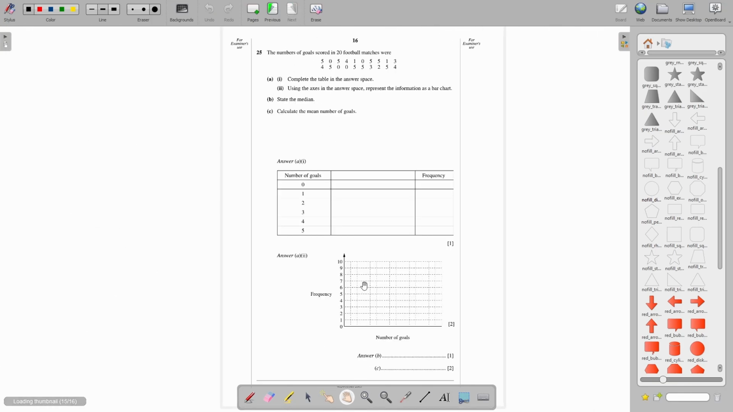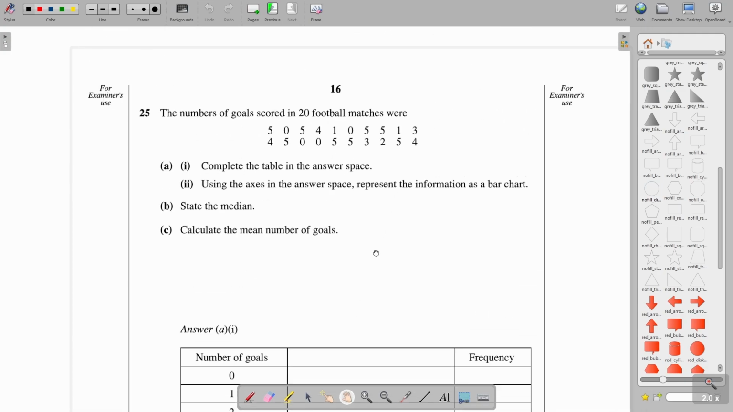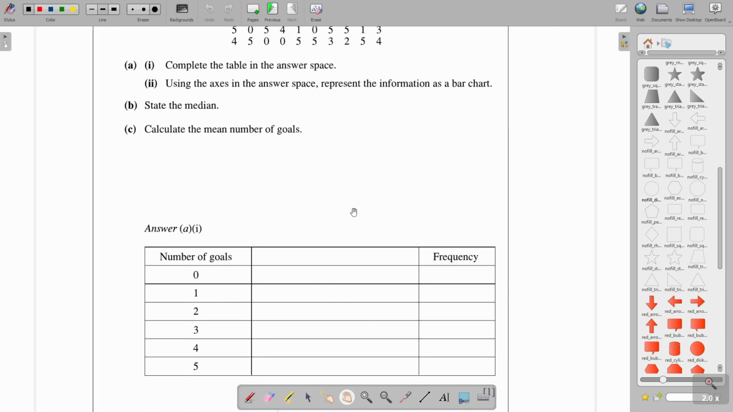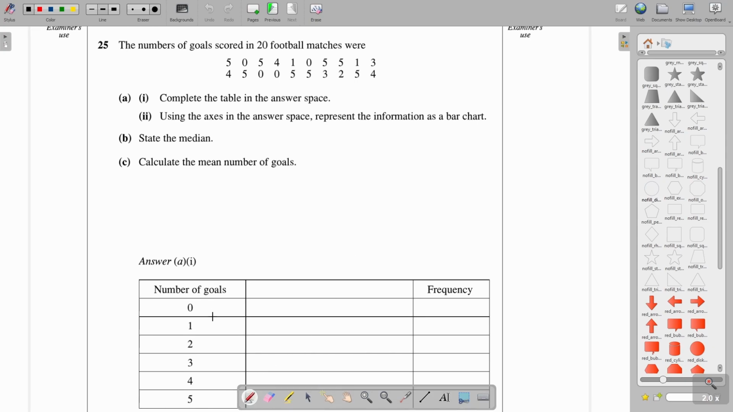So we have the final question of the paper, which is: the numbers of goals scored in 20 football matches were these. Complete the table in the answer space. So the middle part is just so we can tally, so it's easier. So 0, we have 1, 2, 3, 4, and the frequency of that is 4. Then 1, we have 1, 2, and then no others. So 1, 2 here.